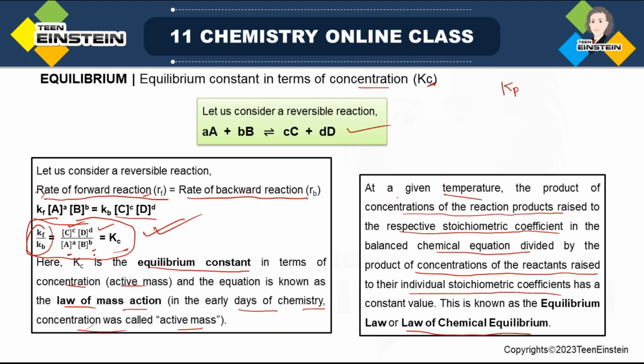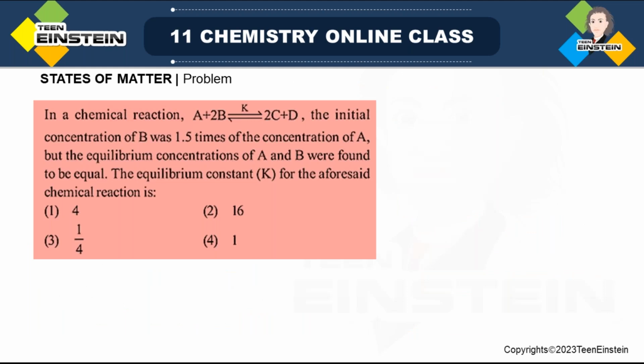Same thing: [A] to the power a, [B] to the power b, but that is in the denominator. And this ratio will have a constant value. This total statement is basically the explanation of this equation. You can call it the law of chemical equilibrium or equilibrium law. But Kc is known as the equilibrium constant in terms of concentration. So now we will try to solve this problem, what it is saying.